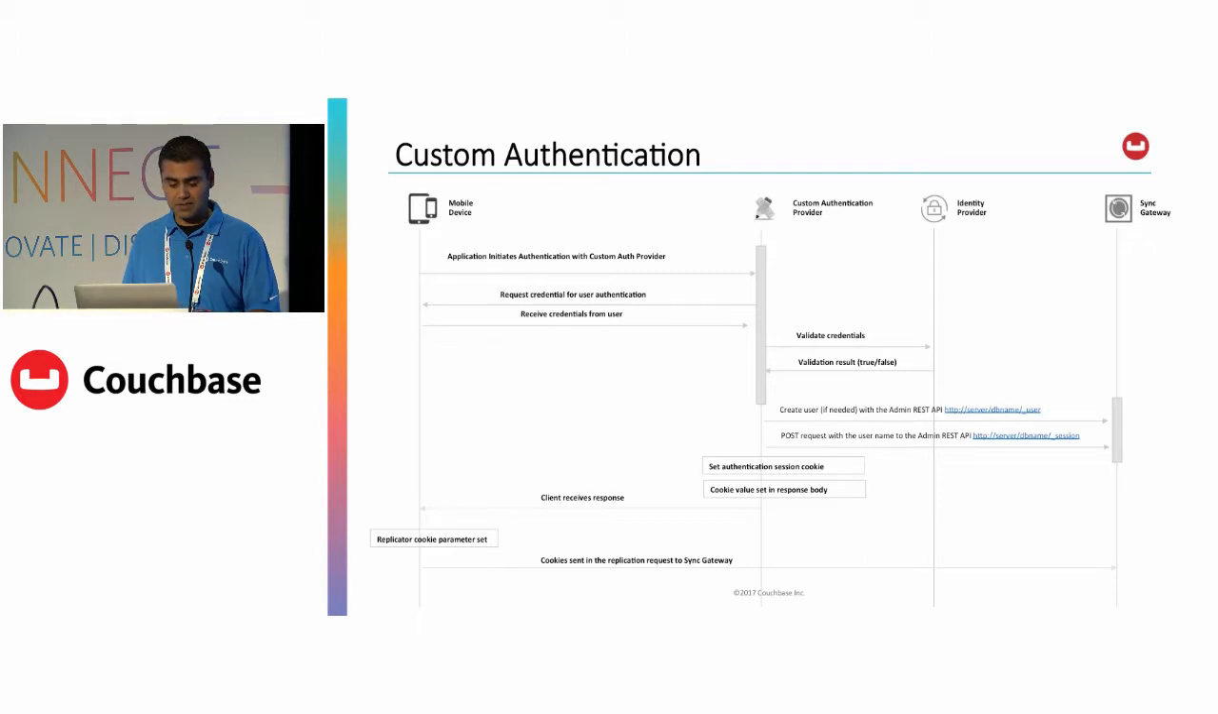And then there is a session authentication cookie that is set. The cookie value for the sync gateway is set in the response body also, and then that cookie is returned back to the client. And then the same cookie is again set in the replication headers, which is why when Couchbase Lite subsequently replicates with sync gateway, the authentication context of the user is made available.